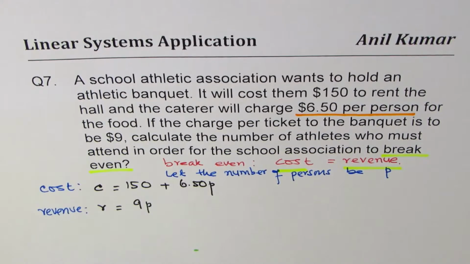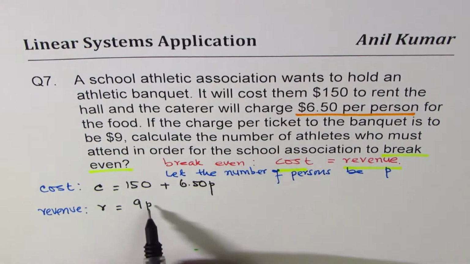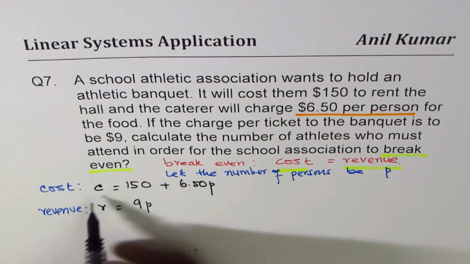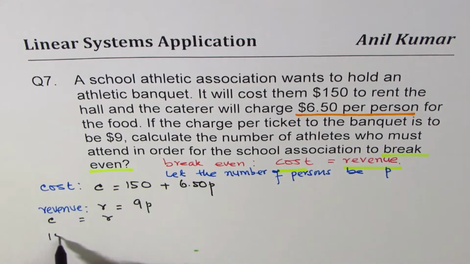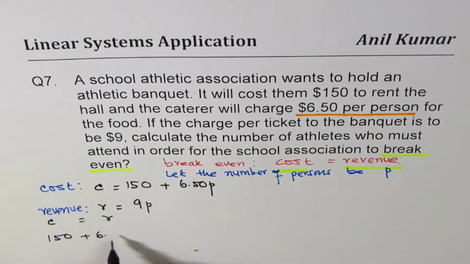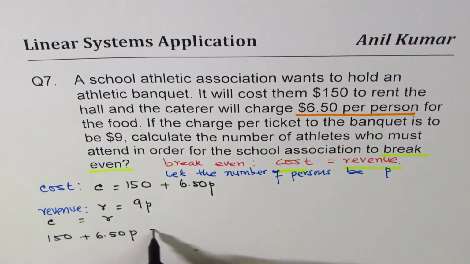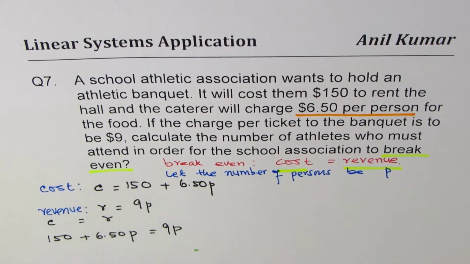Do you see that? And we want to know persons so that we break even. That means cost equals revenue. So we get our equation, which is 150 plus 6.50P should be equal to 9P. Do you get an idea, right? So that's the equation for break even. Is it okay? So this is the equation which we need to solve. So total cost part is on the left side, 150 plus 6.50P, revenue of 9 times P on the right side. They should be equal, right?